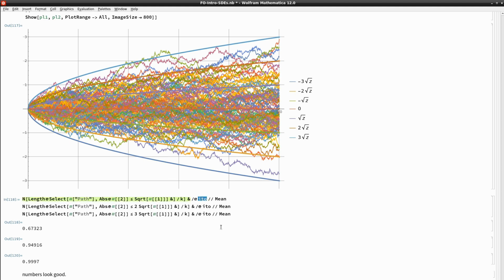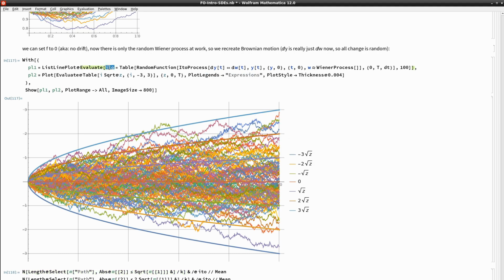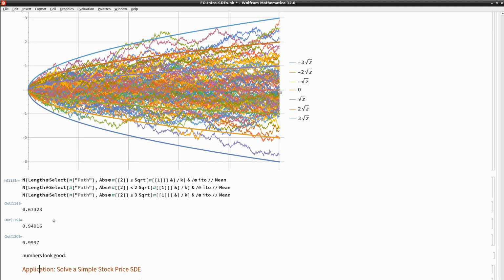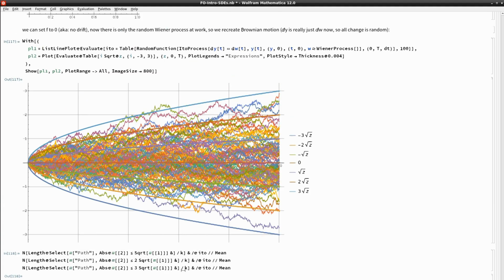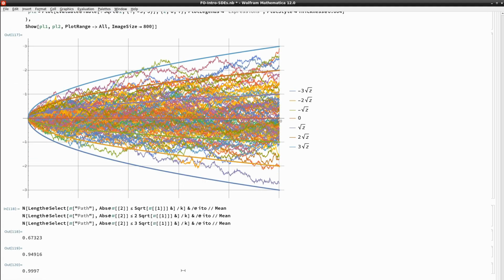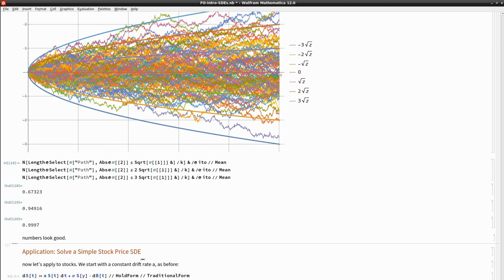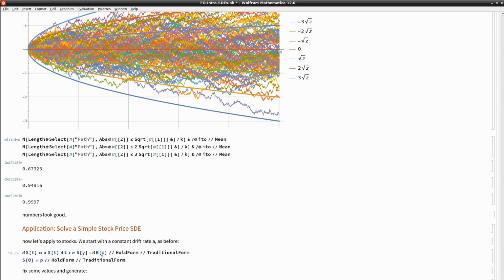So here again we're using the Ito process that comes from the Wiener process, and our numbers seem to be matching. Again, we have these three numbers that we used as verification before. So now let's apply this a little bit after the theoretical introduction. How about we solve a simple stock price SDE with this?